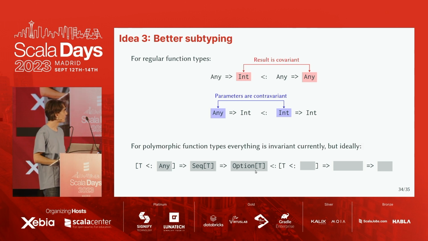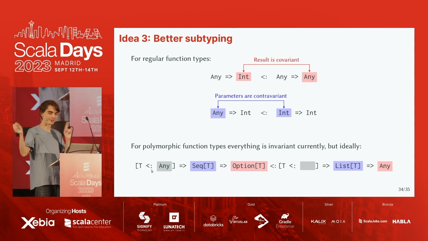Whereas what we want is something that varies naturally based on what the function can accept or not. So in the same way that regular functions are covariant in their result type, I would like polymorphic functions to be covariant in their result type. So if I can return an Option of T, I can return an Option of Any. And if I take a Seq of T, I can also take a List of T. Now, what about the type parameters? Which way do you think they vary?